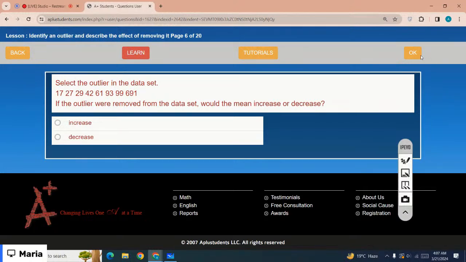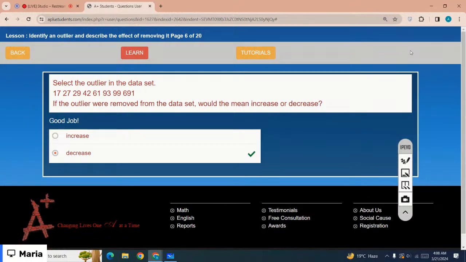Select the outlier in the dataset. If the outlier were removed from the dataset, would the mean increase or decrease? Which is the correct option? The correct option is decreased, right? Because the outlier is a greater number. 691 is the outlier, so obviously the mean is decreased because you removed 691.